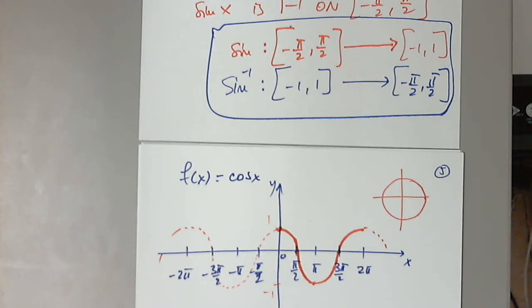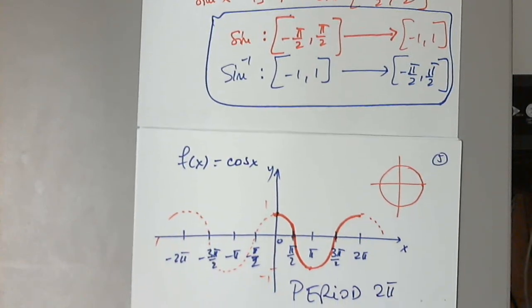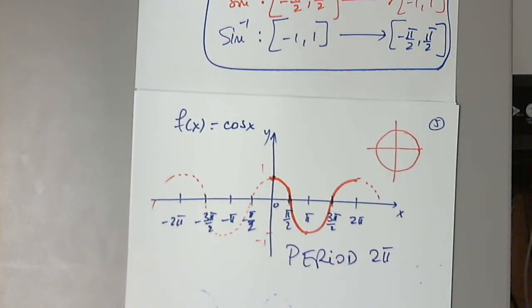Now we have to truncate this domain. Obviously, this is in chunks again. So the period is still 2 pi for this function, but we need that chunk that makes it 1 to 1.